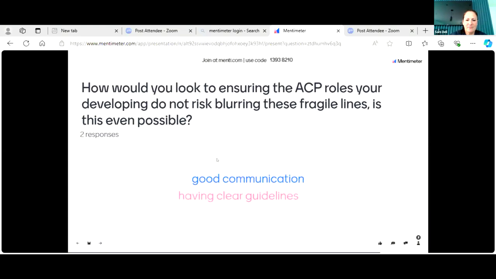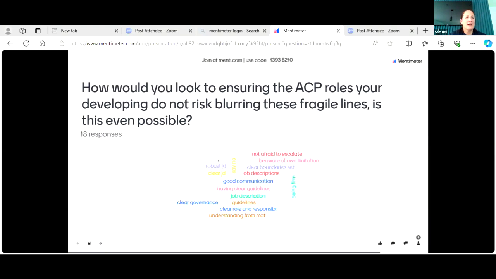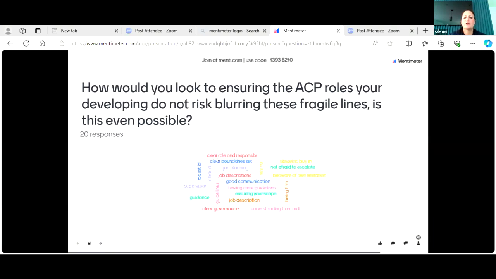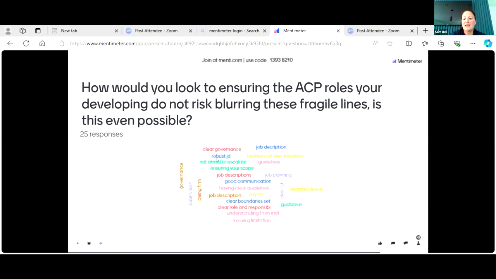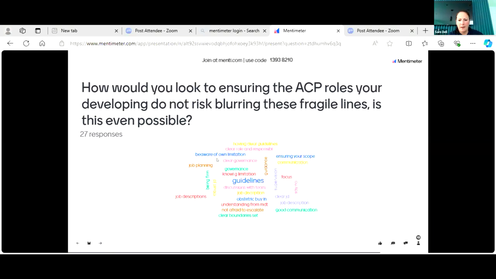So definitely having clear guidance, good communication, job descriptions, saying no. It's such a difficult little word to say, because we're all very keen to say yes and be the 'yes, I'll do that' person. But I think it's really, really important that you have those clear boundaries, know your clear role responsibilities, and when it doesn't feel right, say no. Just because you can doesn't mean that you should.